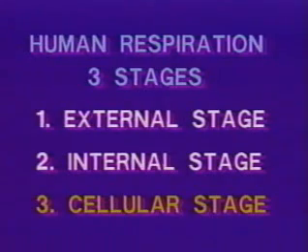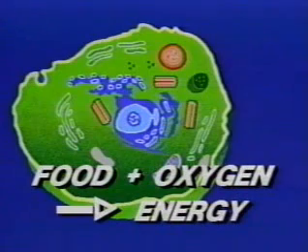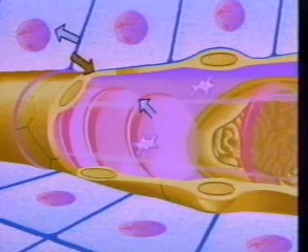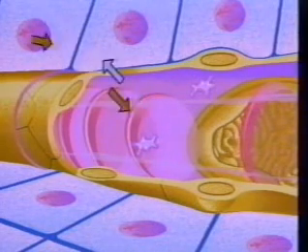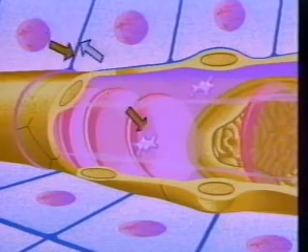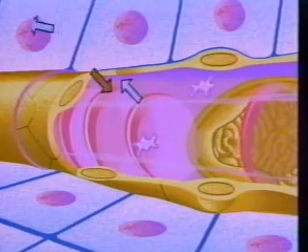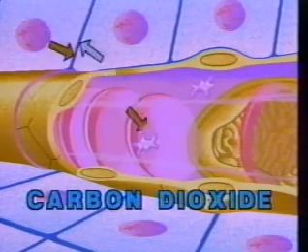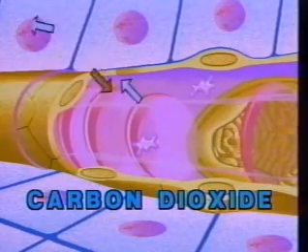3. And the cellular stage. The chemical reaction that occurs when food combines with oxygen in the cells and releases energy. The purpose of breathing is to allow the blood to pick up oxygen from the air and deliver it to your cells, and to eliminate a waste product, carbon dioxide.